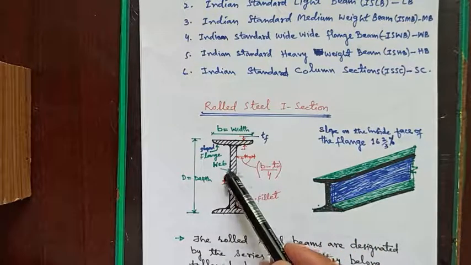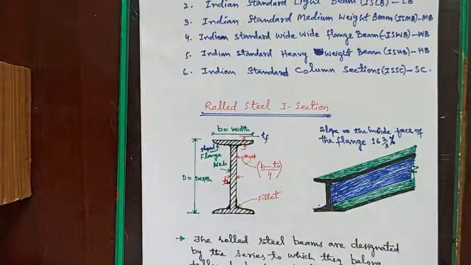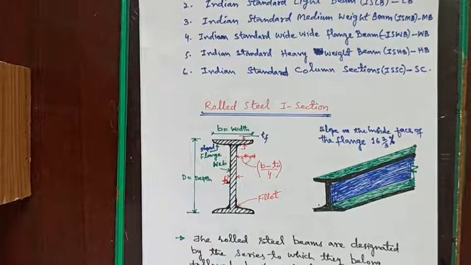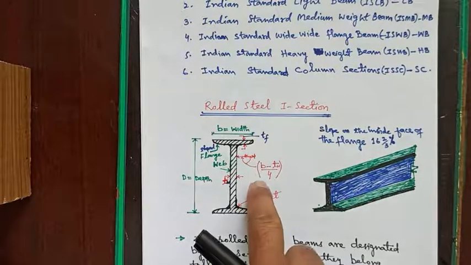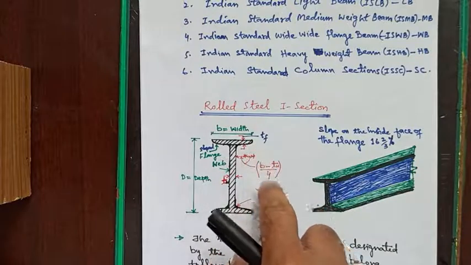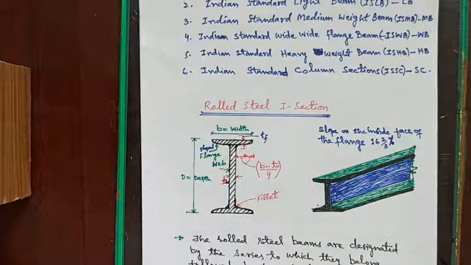And this is the thickness of the web. But in order to determine the thickness of the flange, you will need to determine it at a particular point because it is sloped. So it has to be mentioned where the thickness will be measured. So thickness is generally measured at (B minus TW) divided by 4, where TW is the thickness of the web. So at this location, the thickness is mentioned.